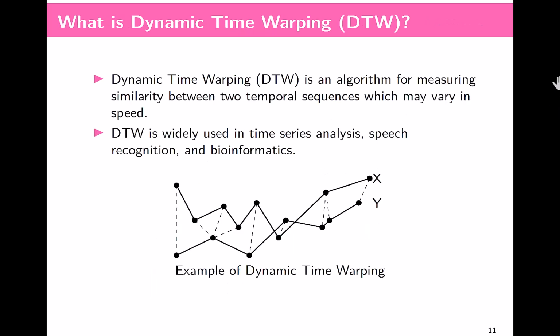What we are proposing today is to use dynamic time warping, DTW, to help us create a model that recognizes human action, right? So let's familiarize ourselves with DTW. DTW is an algorithm for measuring similarity between two temporal sequences, which may vary in speed. DTW is widely used in time series analysis, speech recognition, and biometric information.